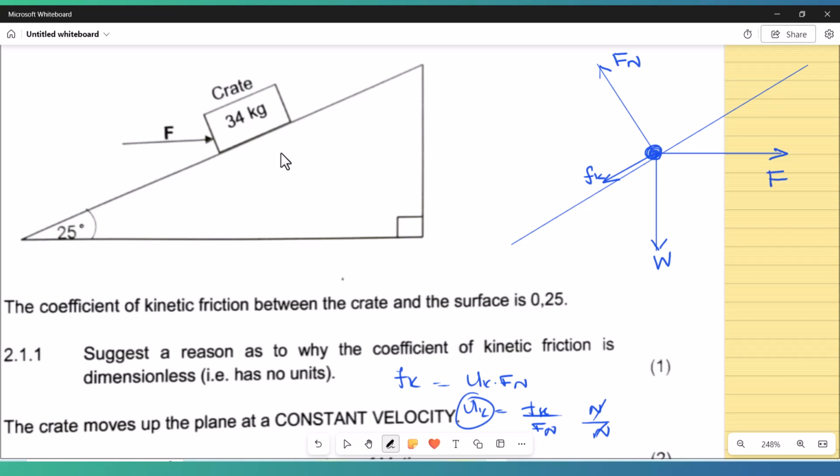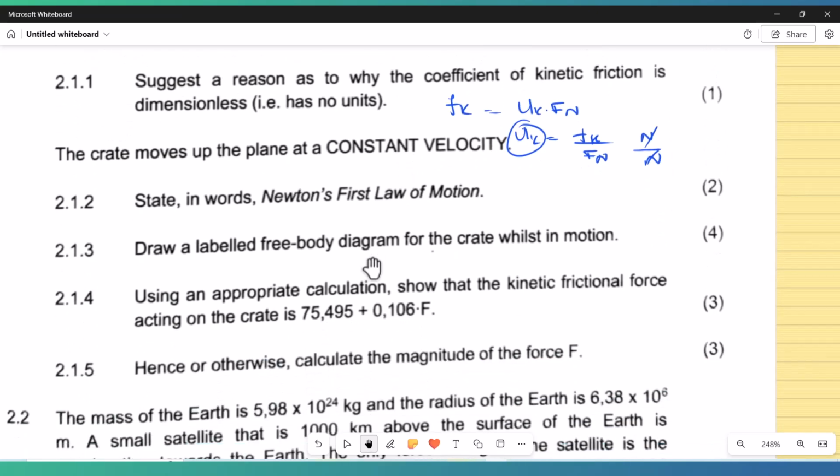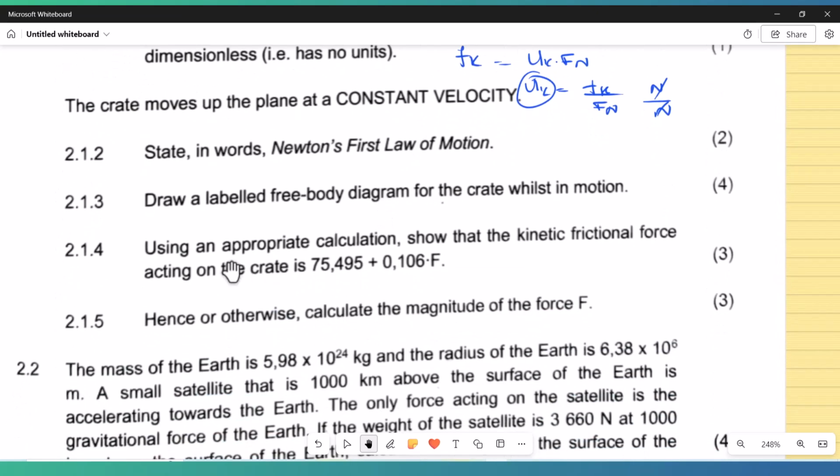Now after that, you can get an eraser and remove the plane, remove the surface. Okay, so here we go. Now that is our free body diagram. Hope we are together. Next question says what? Let's check it out here. They said that using an appropriate calculation, show that the kinetic frictional force acting on the crate is 75,495 plus 0,106 F. Okay.